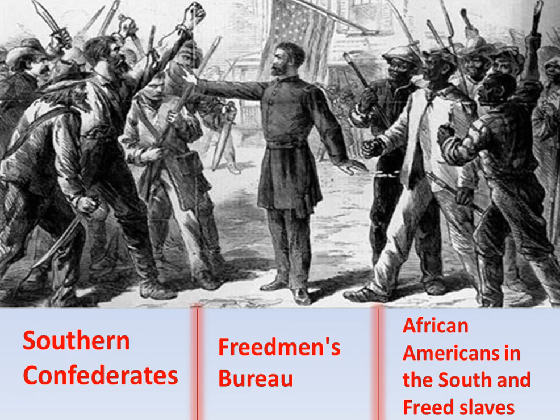And lastly, I promised that we'd go back to the document that we started with. So here we are. The Southern Confederates are the group on the left. The African Americans in the South and freed slaves are on the right. And the Freedmen's Bureau is the guy in the middle, moderating the debate between the two, keeping them from going at it. Because remember, the Southern Confederates had owned these slaves, and now that they're free, there becomes an issue.